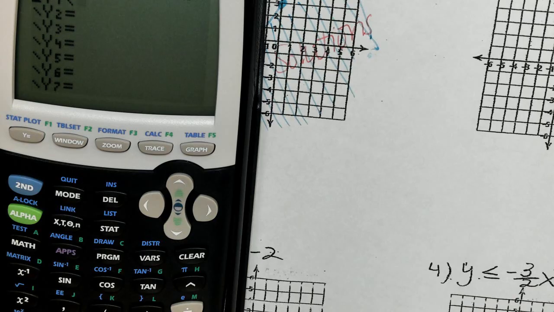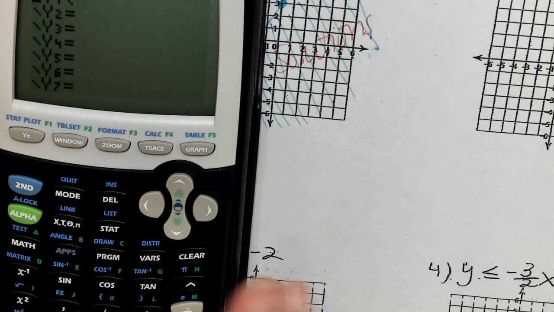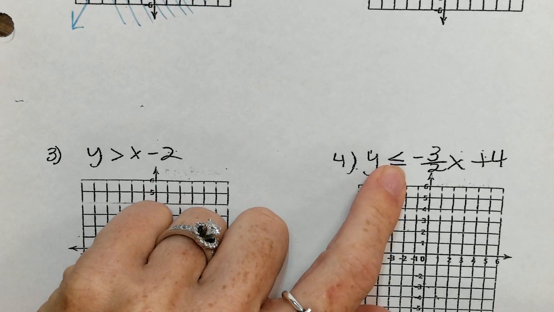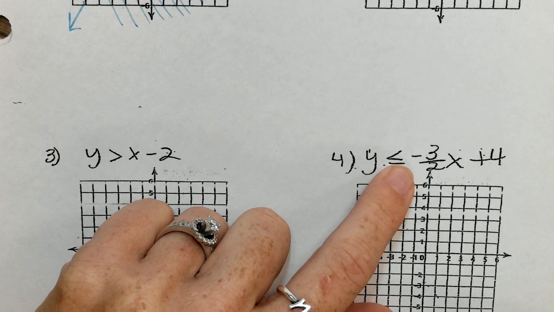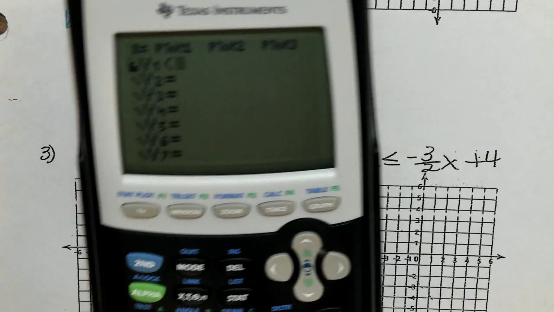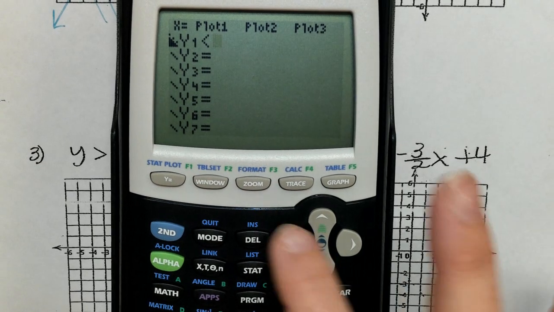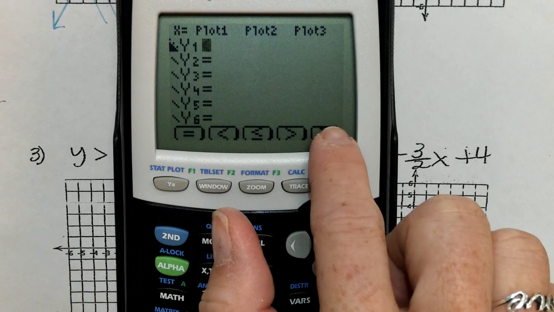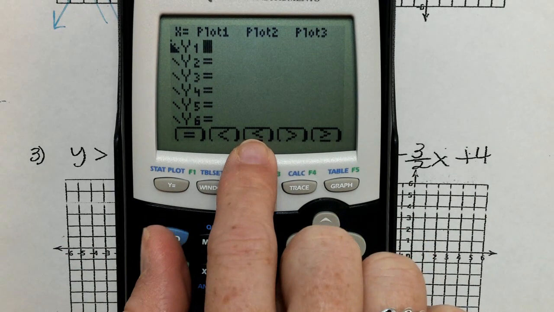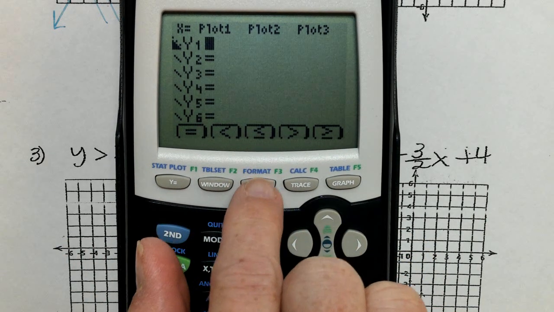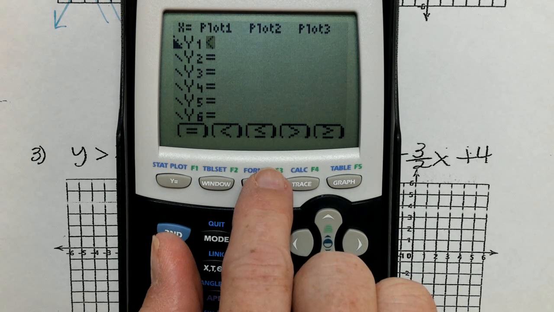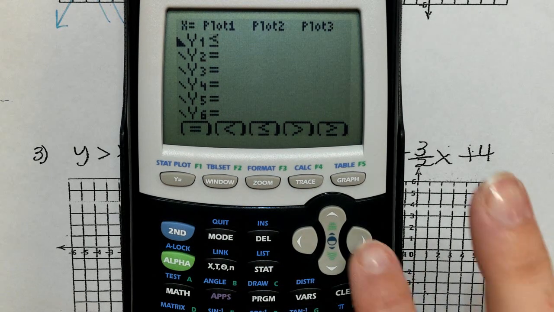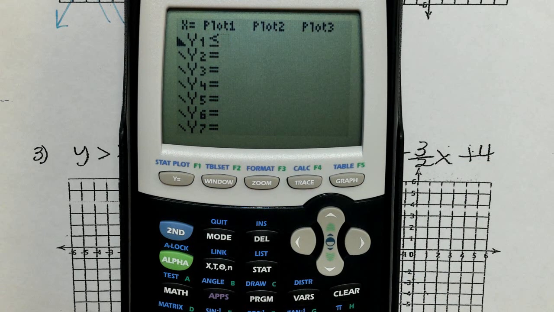But let me go back to what we're doing. The first thing I need to do is change my equal sign to what? Less than or equal to. So if you have a school calculator, you have to hover over this and these pop up. I need this sign, less than or equal to. It is F3. So I go to alpha F3 and it will change it to less than or equal to.